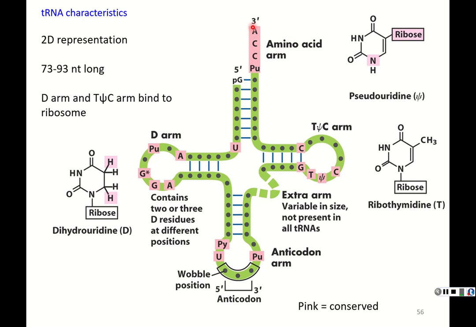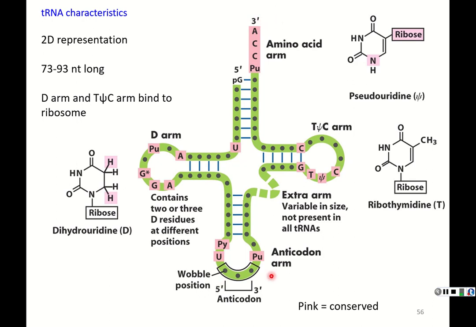Right, so if we look at this in a two-dimensional picture, our amino acid arm is up here at the top. It's at the 3' end of this transfer RNA, and we have that anticodon there at the end, which I believe is CAA, or at least it was in the last slide. Okay. And that final 3' A is where your amino acid gets stuck to.